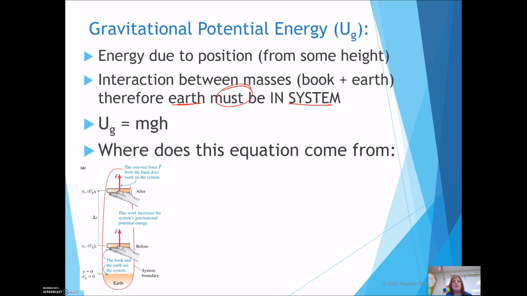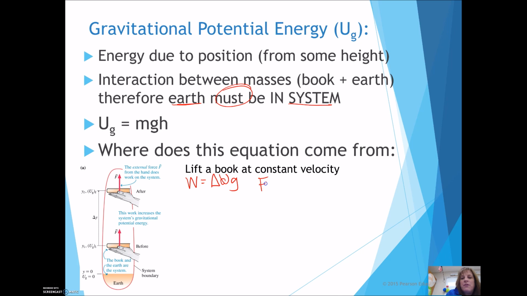Now, where does this equation come from? Well, let's take a look at this thing right here. We have the book being lifted at a constant velocity, or maybe we're talking about the initial state being the book in my hand at some height, and then raising the book up to some other height at rest. Either way, in this case, we have work changing the gravitational potential energy.